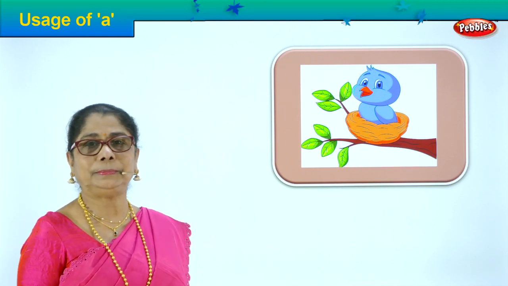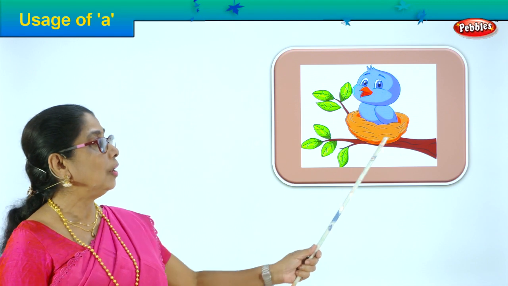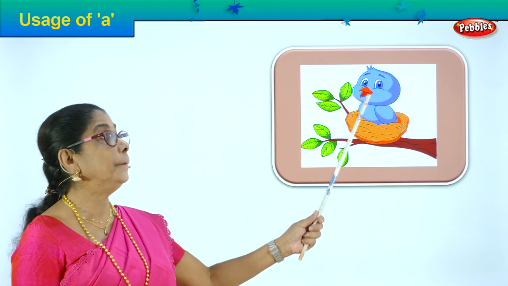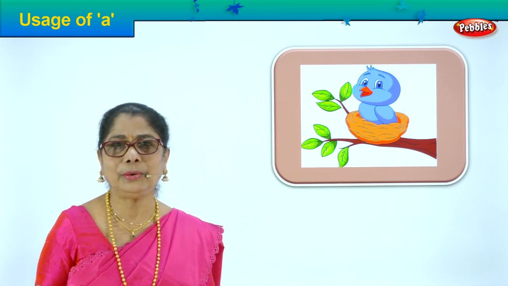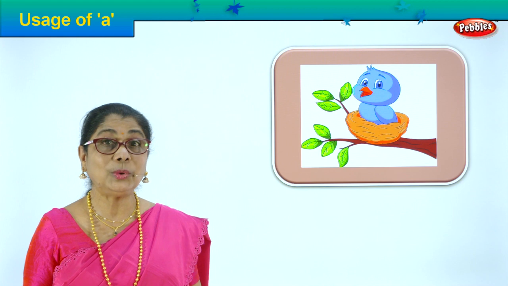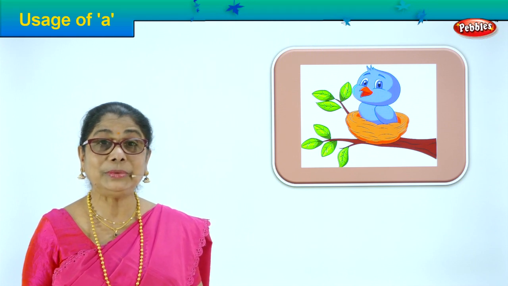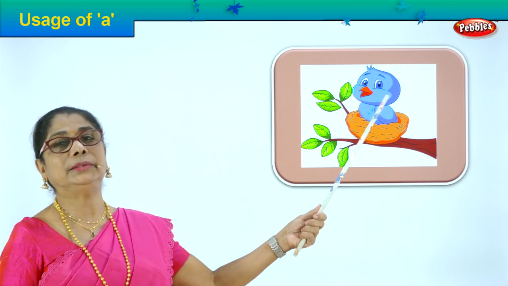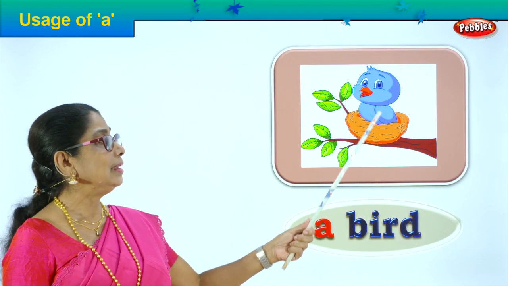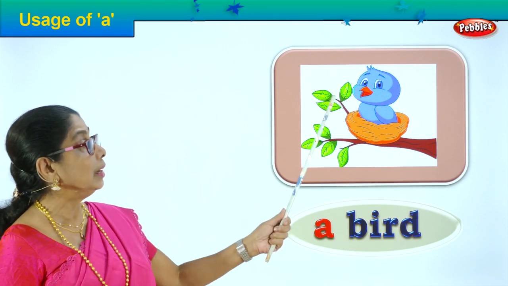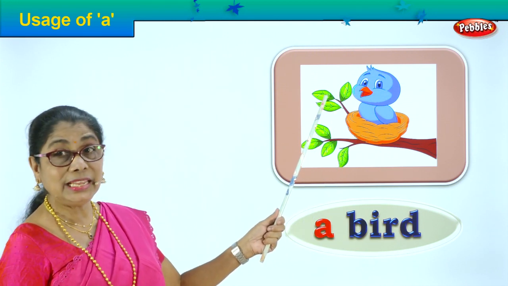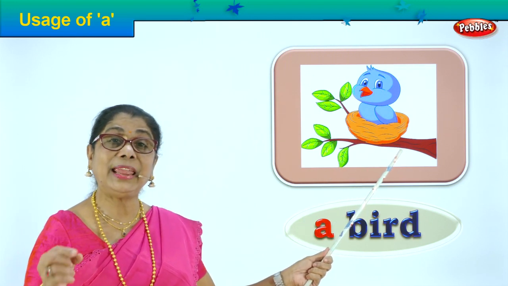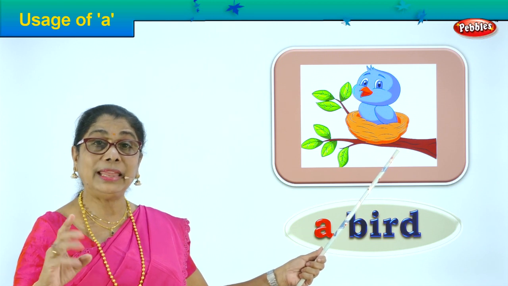There's a little nest on a branch of a tree and a bird is sitting. We're talking about the bird. So what will we say? The usage of a before a word, we'll say a bird. Here there are many things here. A bird, a leaf, a nest, a branch. Usage of a before any word.